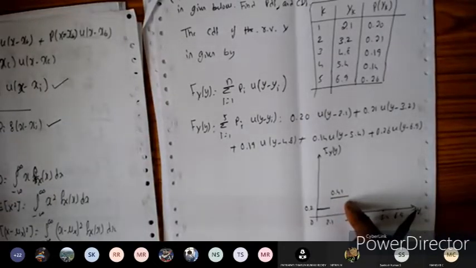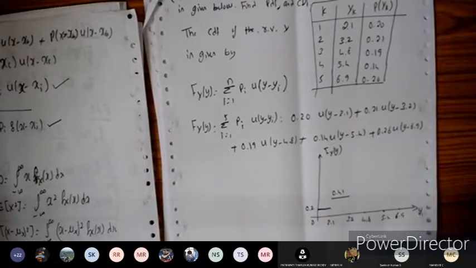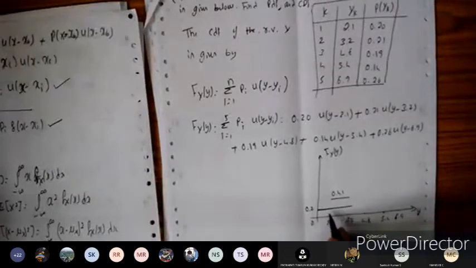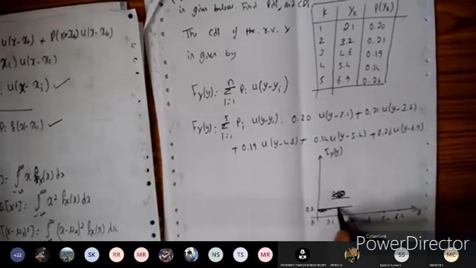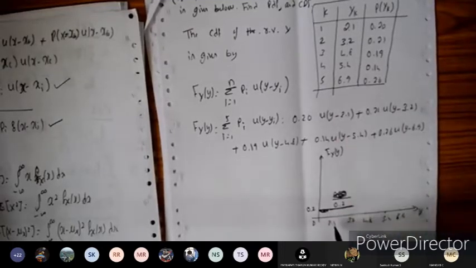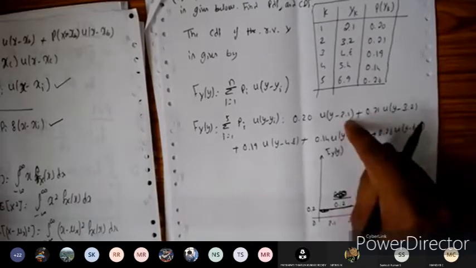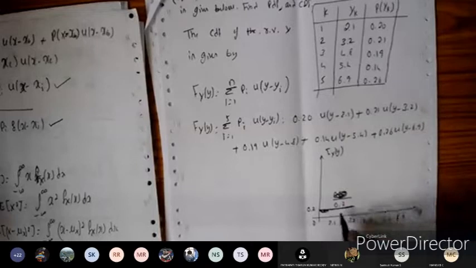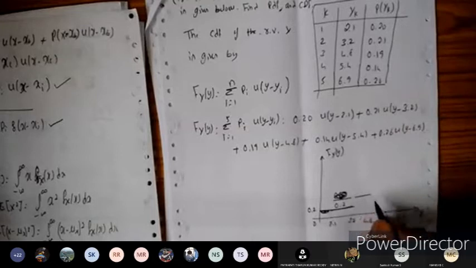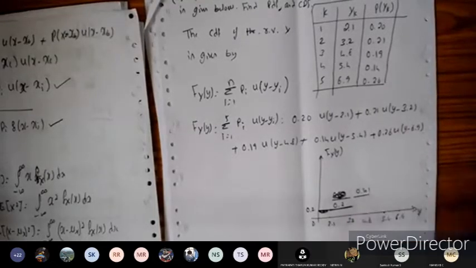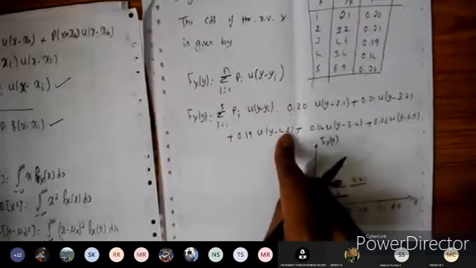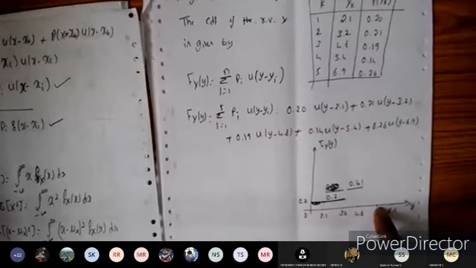Just a small correction: u of y minus 2.1 means the curve starts from 2.1 here. Similarly, u of y minus 3.2 means it starts from 3.2, where the value becomes 0.41. And u of y minus 4.8 means it starts from 4.8.